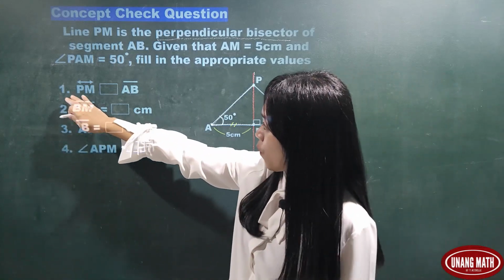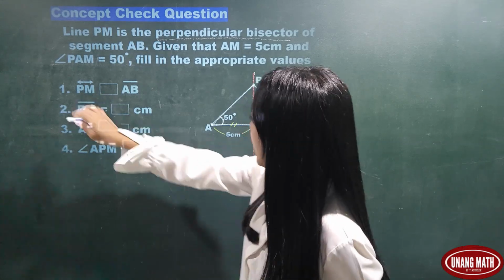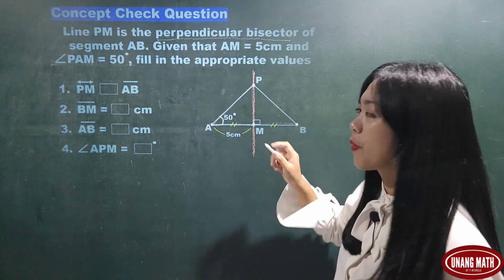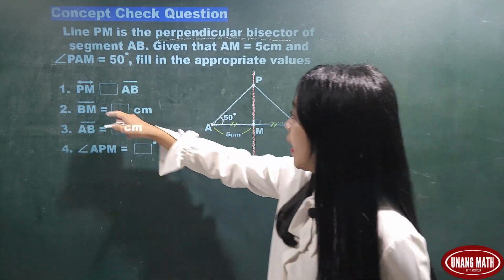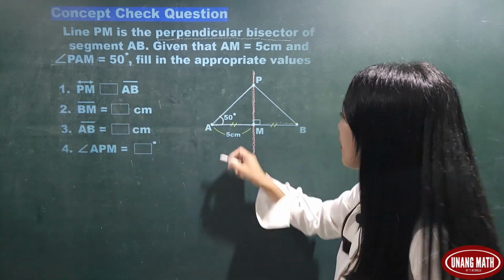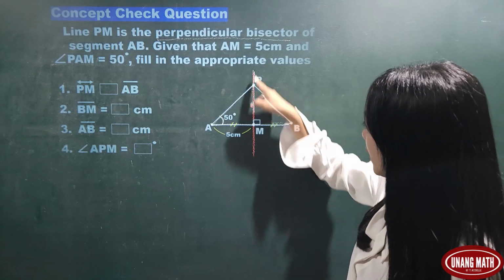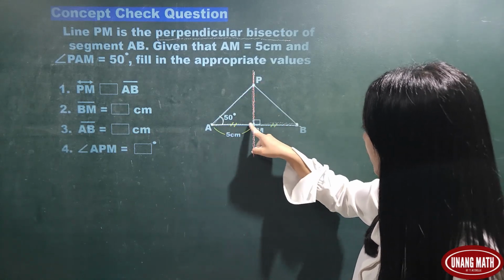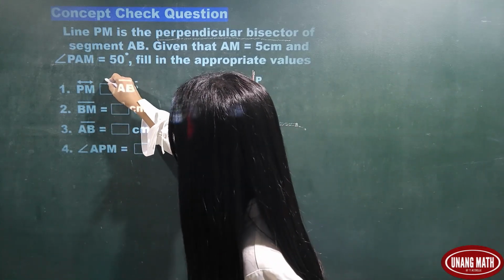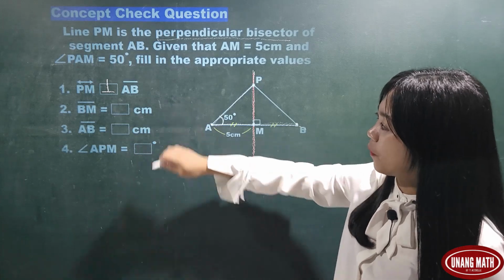Okay, let's have number 1. Line PM, where's line PM? This is line PM or our perpendicular bisector. Line PM blank segment AB. So this is segment AB. So it means line PM is perpendicular to segment AB. So what is the symbol for perpendicular? This symbol.